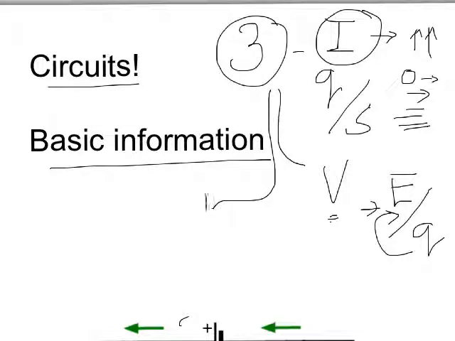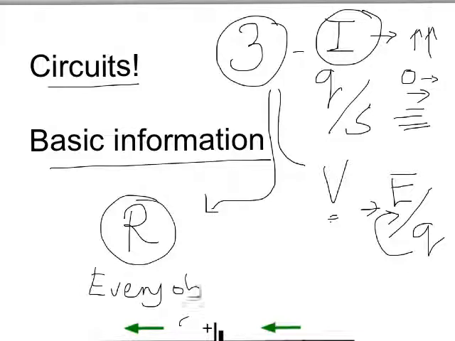So that's two. What is the third aspect? The third aspect is resistance. Now, every object or component that you place inside a circuit will have resistance. And resistance is simply a quantity that measures how much energy is lost through it. The best way to really explain this is to show you a circuit.